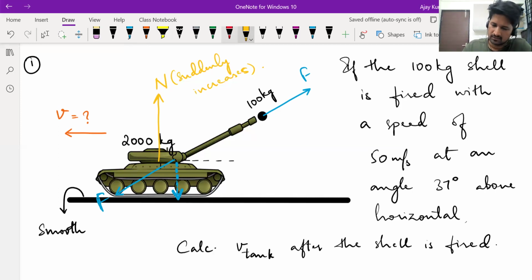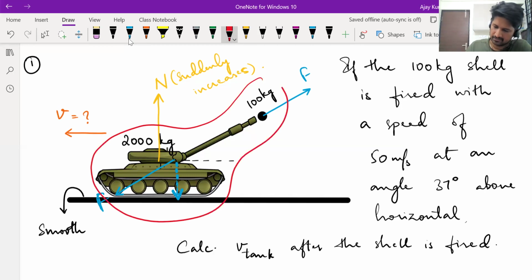Fine. Weight of the tank is anyway there. Now, if you consider the tank plus bomb as one system, what forces act on it from outside? Their weights will be acting and normal force from the ground is there. Okay. Now the bomb is fired at an angle. We know with what speed it is fired: 50 meters per second.